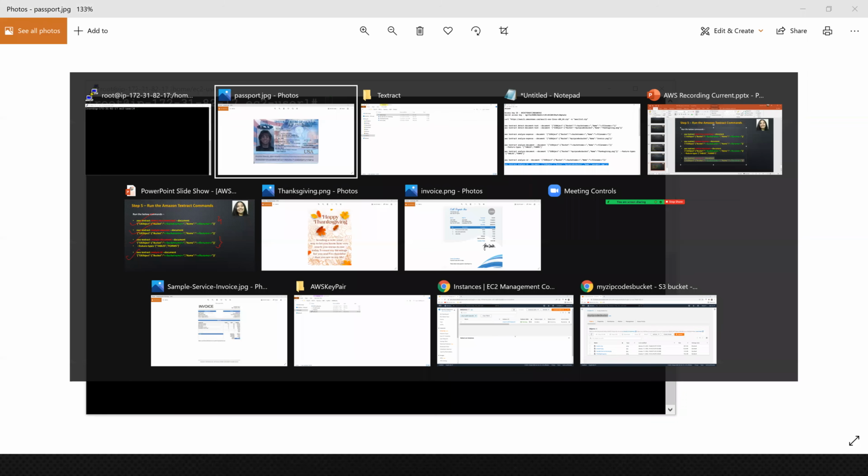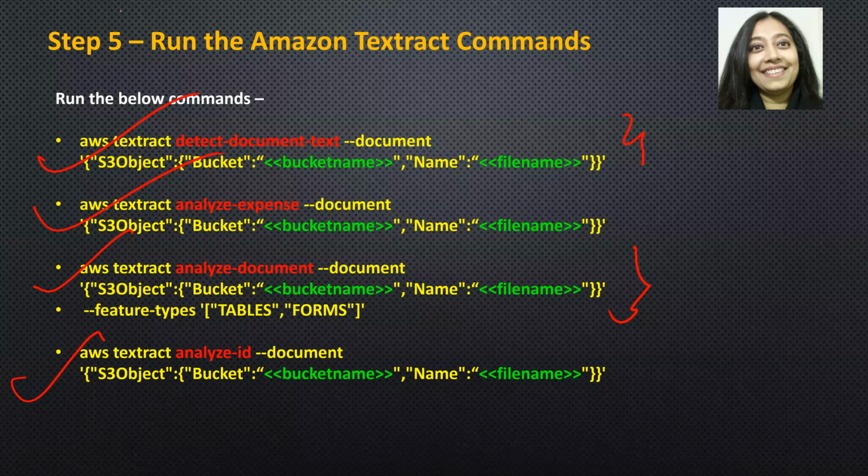So we basically completed all of these commands in step 5. And thereby, we basically detected text, we analyzed a document, we analyzed a passport or an ID, and we also analyzed an expense receipt or an invoice. So we have basically met the objective of this hands-on lab using AWS Textract and AWS CLI. So I hope that this particular lab was helpful to you. To practice these commands on your own, right? They're very simple. They're not very complicated.